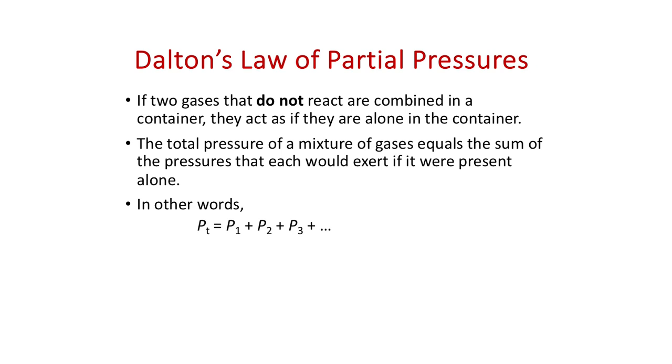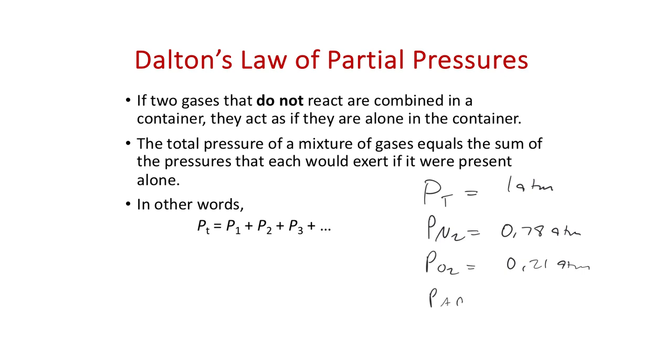So if you look at the atmosphere as an example, the total pressure, atmospheric pressure is about 1 atm, and if 78% is N2, then the partial pressure of N2 is about 0.78 atm. The partial pressure of O2 is about 21% O2, so it's about 0.21 atm of O2. The partial pressure of argon, which is about 1% of the atmosphere, so the partial pressure of argon is about 0.01 atm.